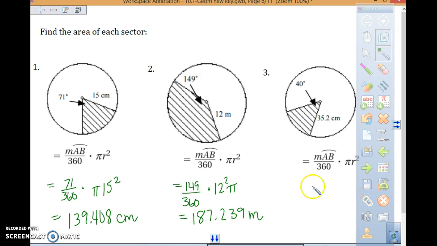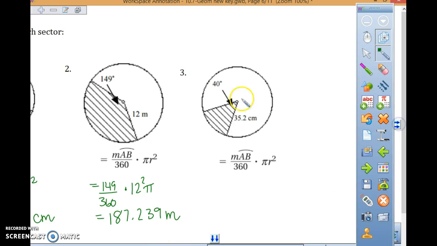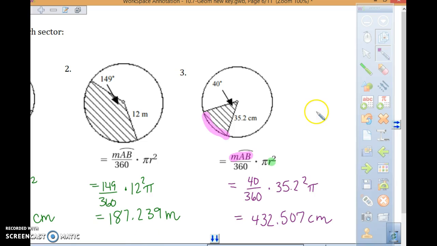Try number 3, pause the video, and then when you're ready, restart it so you can check your answer. On this sector, the measure of our central angle is 40 degrees, so 40 out of 360, and our radius is 35.2 centimeters. Plug and chug, and we get 432.507 centimeters.